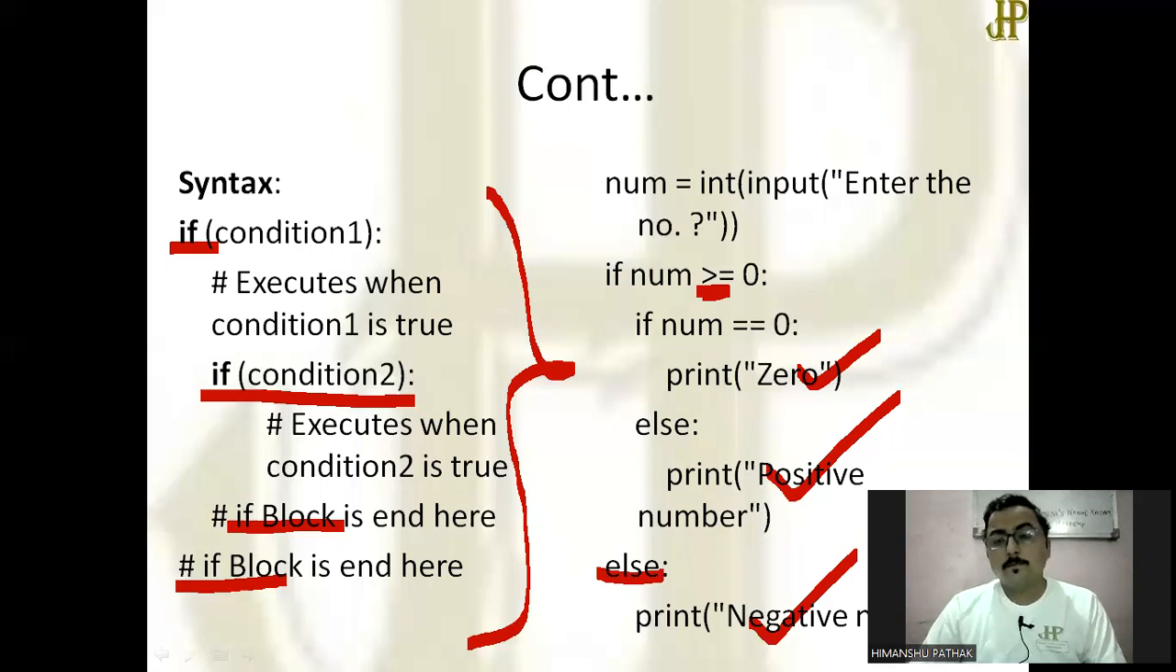So there is a slight difference between the same program to define whether the given number is 0, positive or negative, but in elif you do something else, and in nested if you use a different logic. Clear?